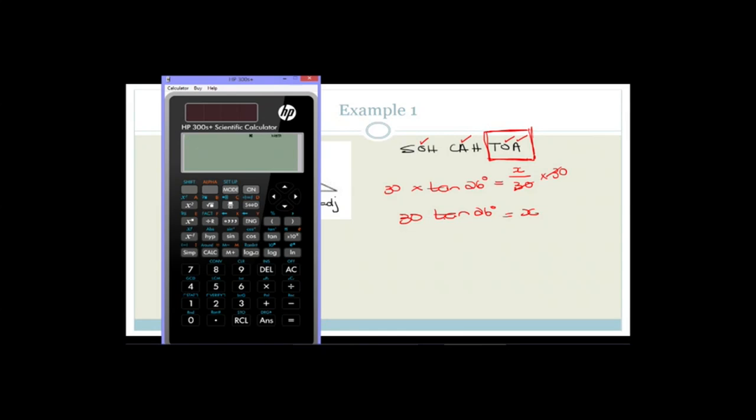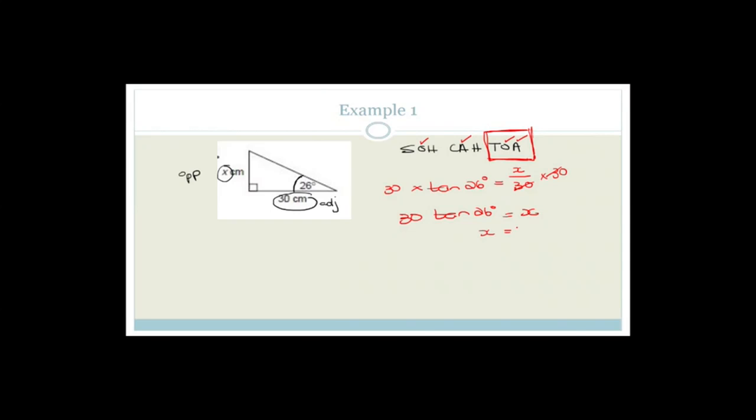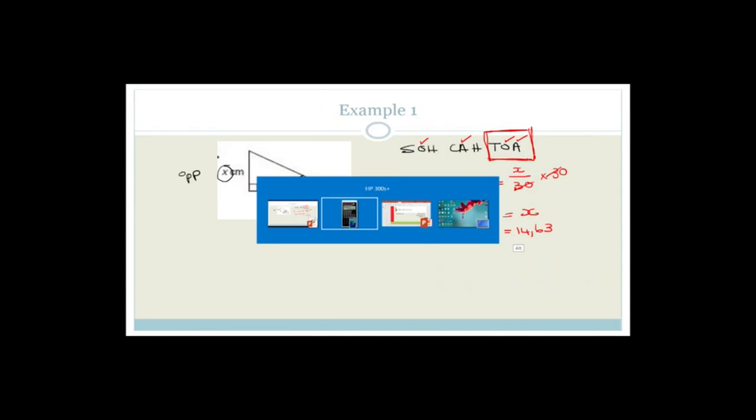Okay, so 30 tan 26. So we're gonna go 30 times tan of 26, close bracket, equals. So that's 14.63. So therefore x equals 14.63. And I just want to go back to that answer.